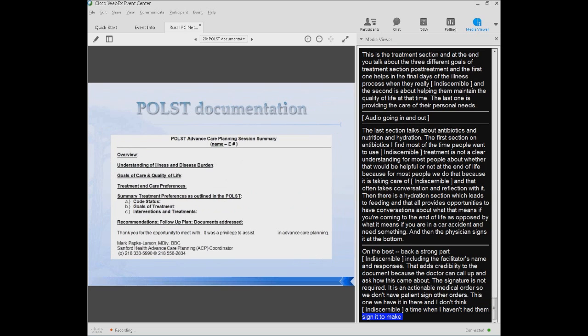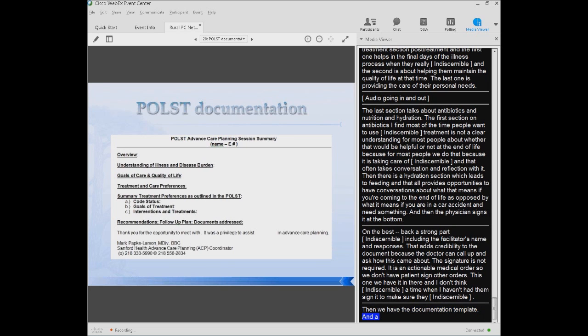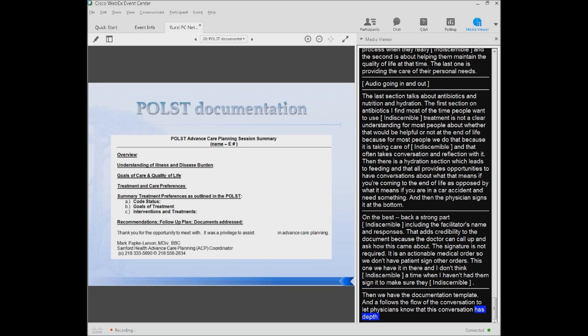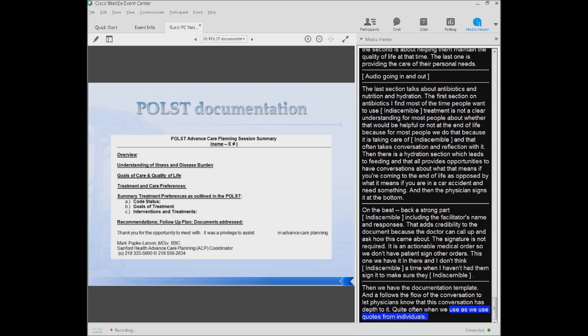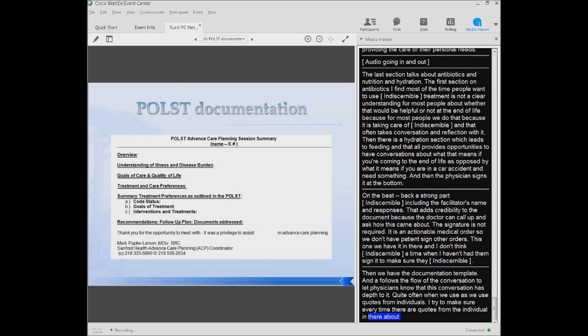And then our documentation template. This is the documentation that we use, the way we organize it, and it follows the flow of the conversation that we've had to really let physicians know this conversation has had some depth to it. Quite often, when we use this, we use quotes from individuals. I try to make sure every time there are quotes from the individual in there, like, all that's really left for me to enjoy is my grandkids. If I can't see them, I don't really want to live any longer. A quote like those kinds of things.